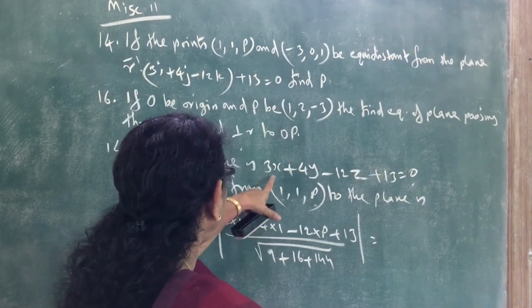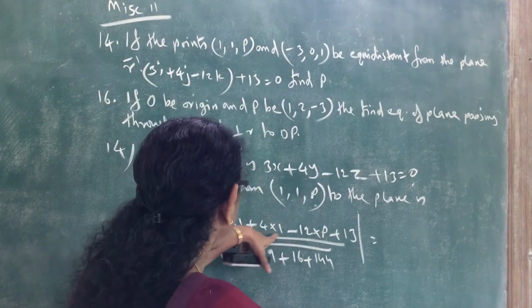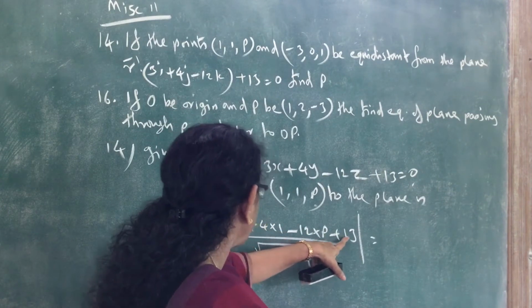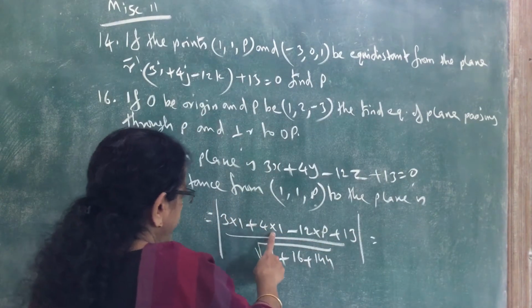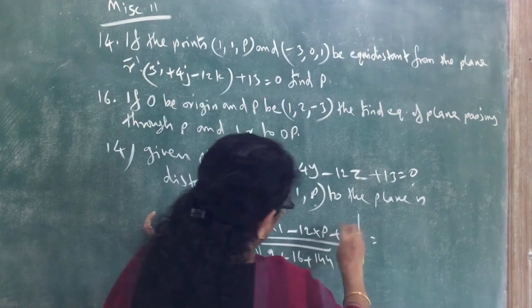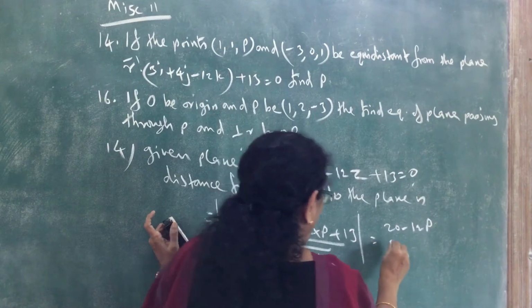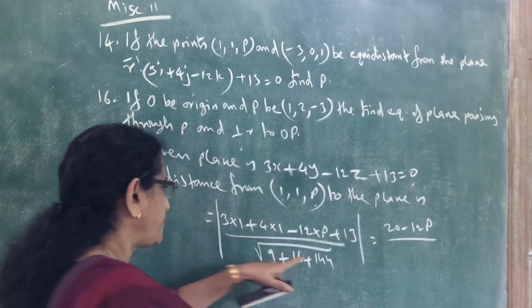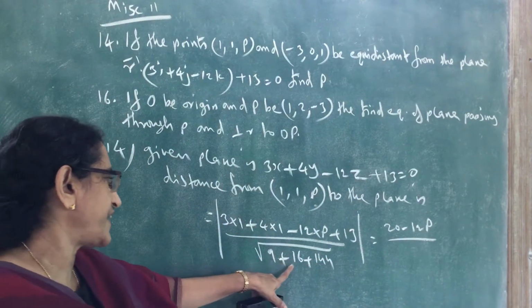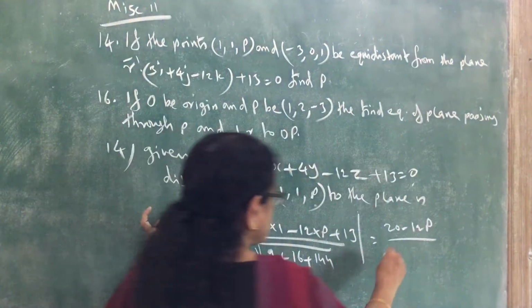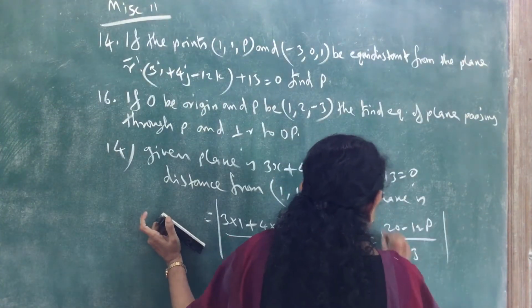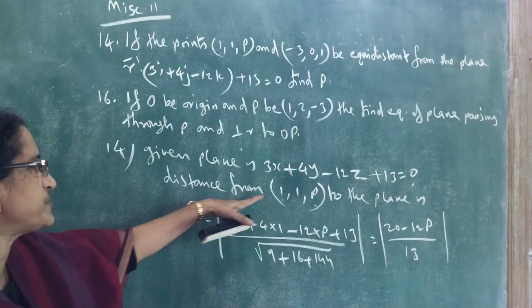So 3 into 1 plus 4 into 1 minus 12 into p plus 13. So 3 plus 4, 7, plus 13, 20. 20 minus 12p divided by root of 144 plus 25, 169, root 169, 13. So this is the distance from this point to the plane.